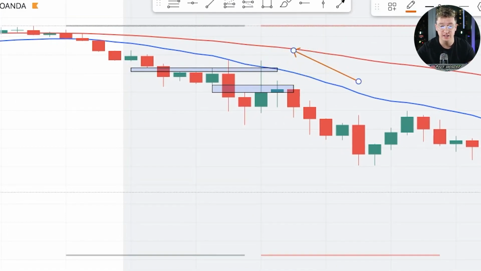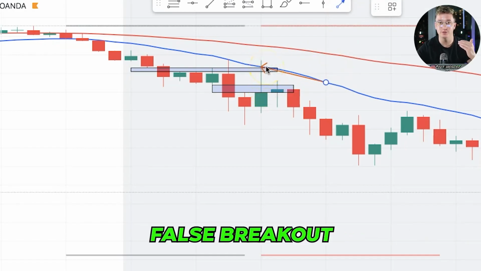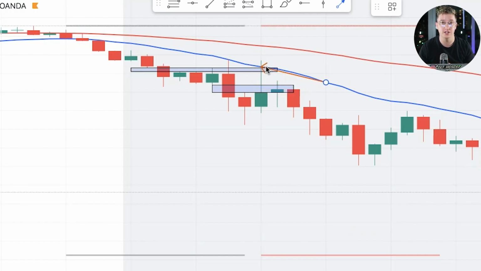So that's what you guys need to understand: when you see price form these wicks like this, bro, it's a false breakout. It's doing that to trap people into short positions so the market makers can get a more optimal entry, and then they can push it down even further. So that's what I wanted to show you guys in this video.